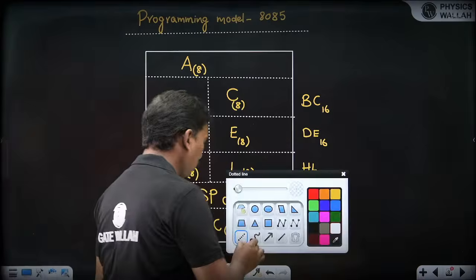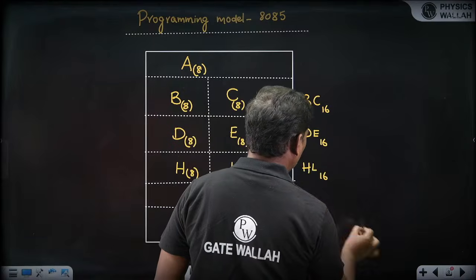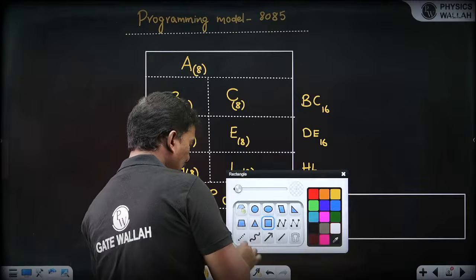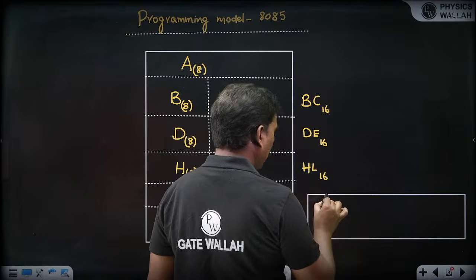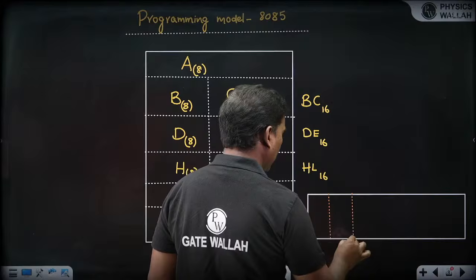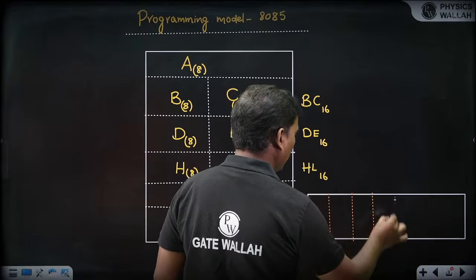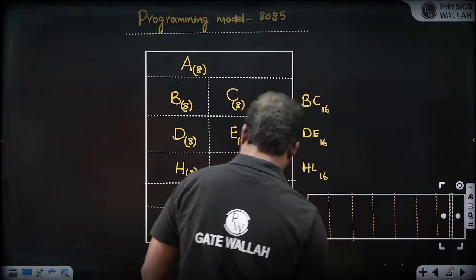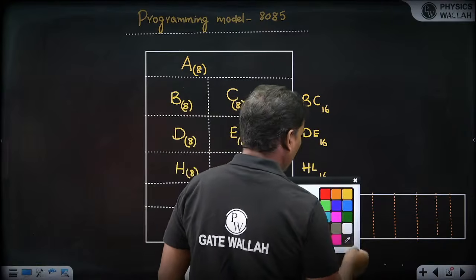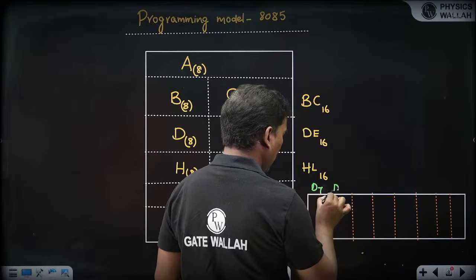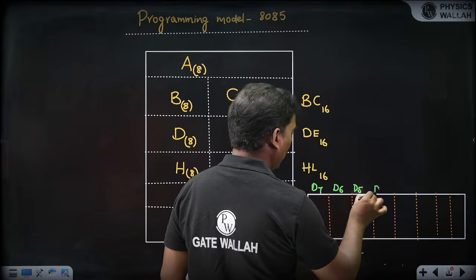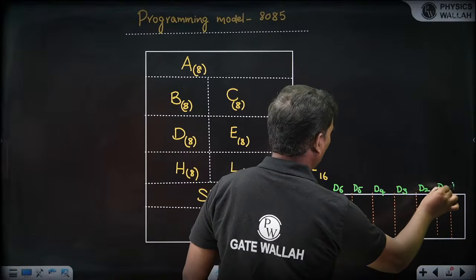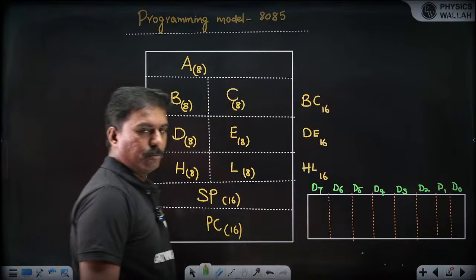इसके साथ साथ हमको एक flag register भी रहेगा. So this is a flag register. If you see, the flag register is having the format of D7, D6, D5, D4, D3, D2, D1, D0.